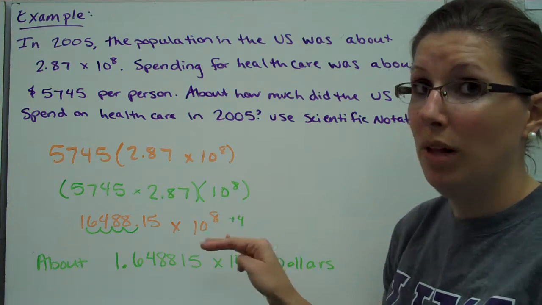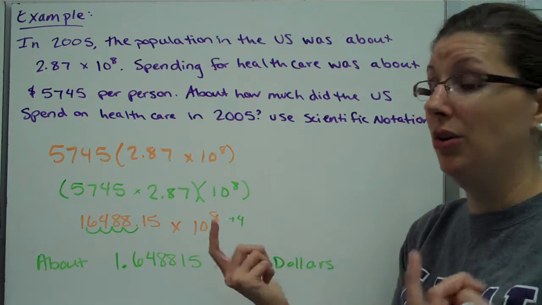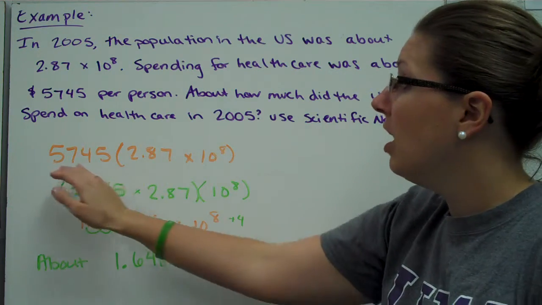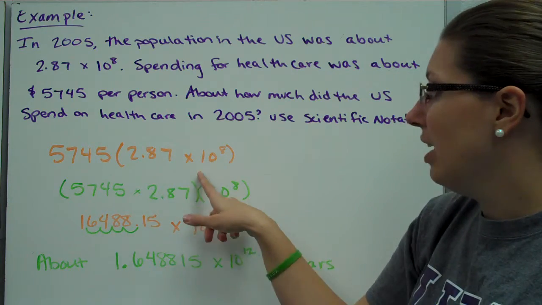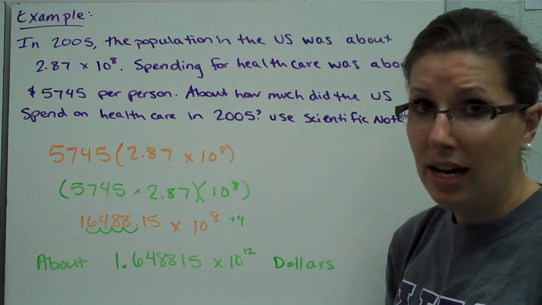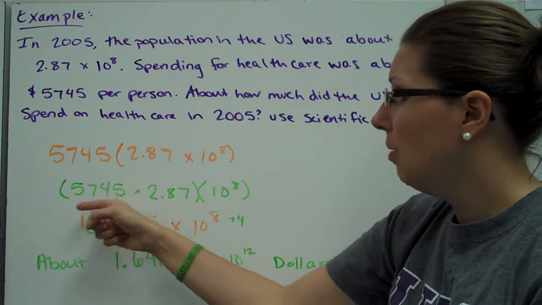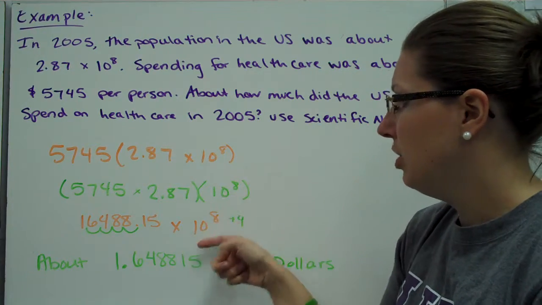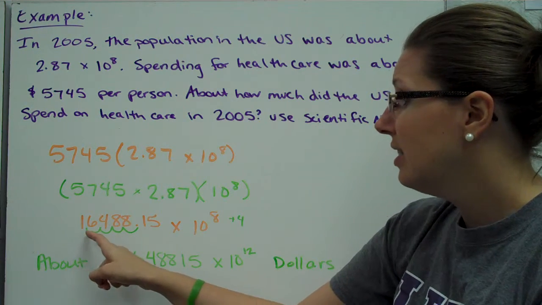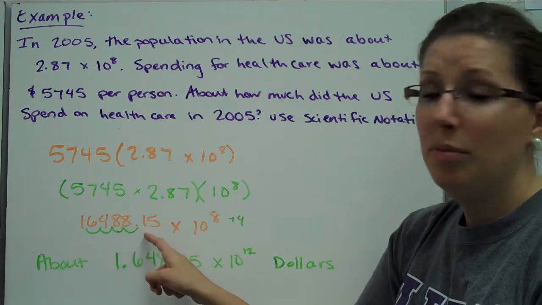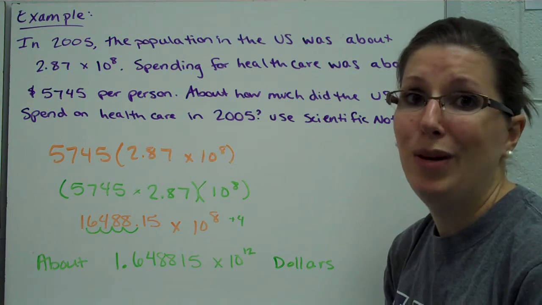So we're going to multiply because we want to see how much the entire United States spends in total. So I've got 5,745 times 2.87 times 10 to the 8th power. Again, I regrouped my numbers, so I'm multiplying my two numbers here, and I'm just leaving my power at the end. But look, I've got 16,488.15 times 10 to the 8th. That's definitely not in scientific notation.